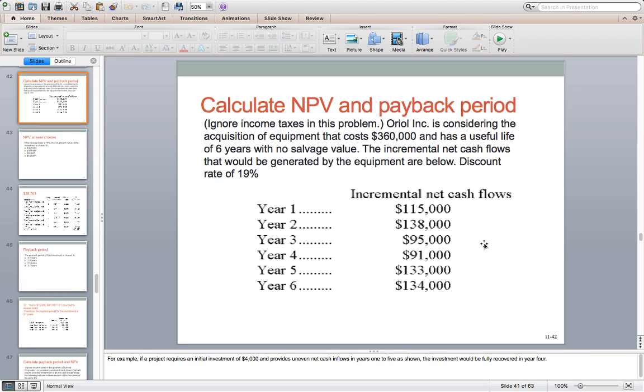But I want to know exactly the portion of the year that I'm going to get it back. So I have 12,000 to get back, and in year 4, I get a total of 91,000. So I'll take that 12,000 and divide it by that 91,000 to get the portion of the year. So 12,000 divided by 91,000 gives me 0.1318. So it took me 3.13 years to recover my investment of 360,000. So that's how you would do an uneven payback period.